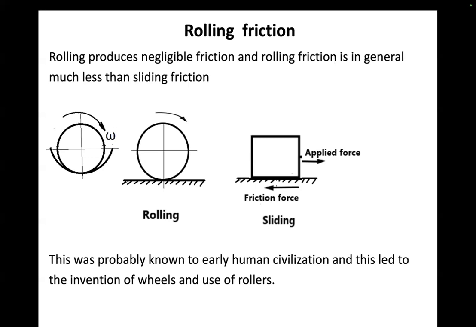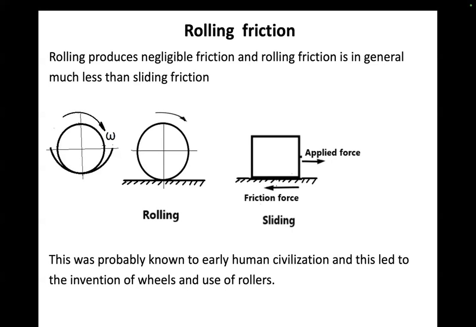So we see here a spherical or cylindrical object rolling over a flat surface or even a curved surface on the left-hand side. And on the right-hand side, we see a block moving over a flat surface in a sliding mode. Now, if you consider the rolling, there are two very important aspects.